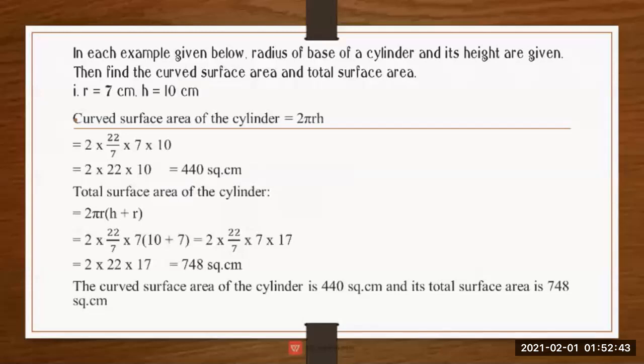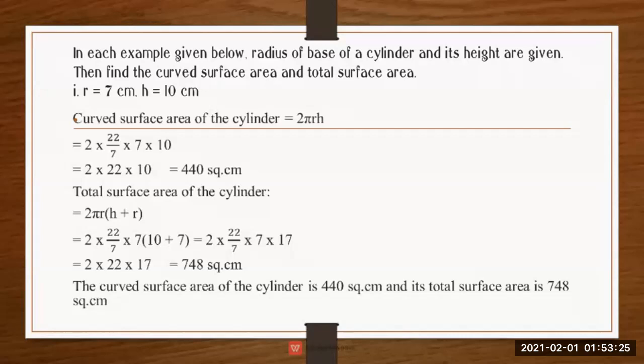Okay. Now we will start with our practice set 16.2. Practice set 16.2, question number 1. In each of the examples given below, the radius of base of a cylinder and its height are given. Now here radius is given and height is given. What you have to find out? You have to find out its curved surface area and total surface area. See, both you have to find out.